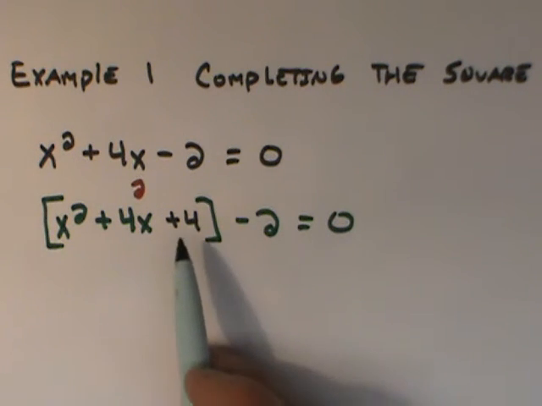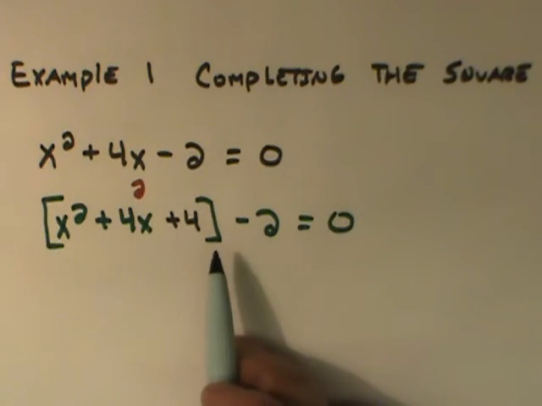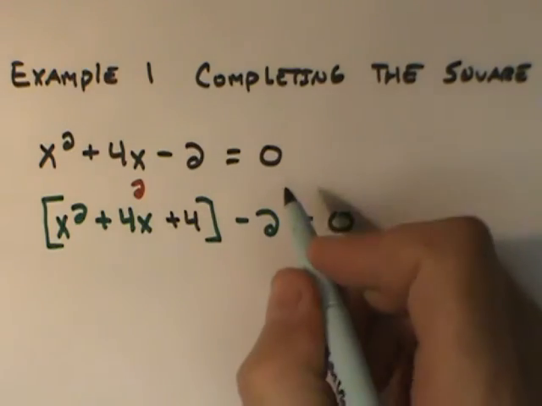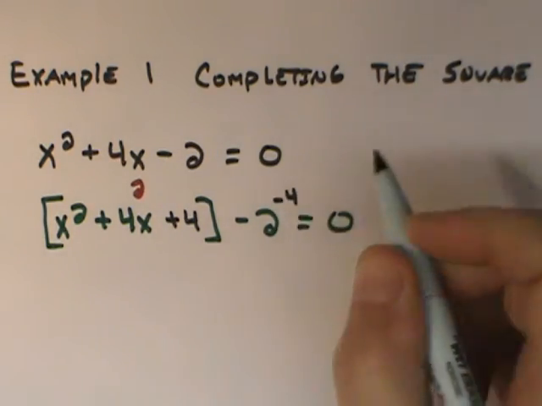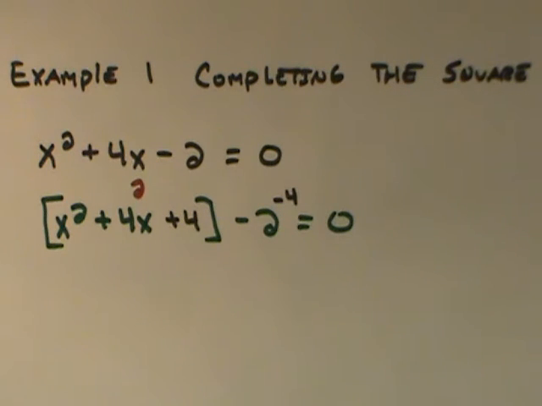Well, you can't just go around adding and subtracting numbers. So if I add 4 to this equation, I need to balance it by subtracting 4. And you can do that from the same side here. So this is a minus 4. And so then we want to factor this back down into a set of parentheses.